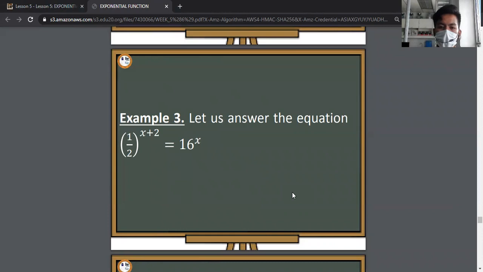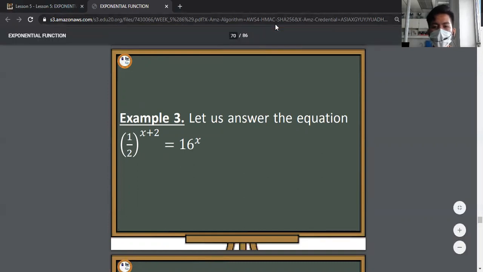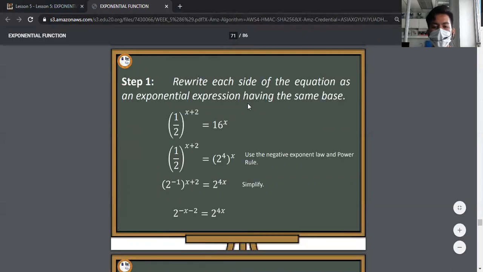So another example, let us answer the equation. The quantity of 1 half raised to x plus 2 is equal to 16 raised to x. Ibig sabihin, dalawa na po yung variable po natin na exponent. So, kailangan po maging equal po yung base po muna natin parehas, tsaka po natin kukunin yung value ng x po natin.